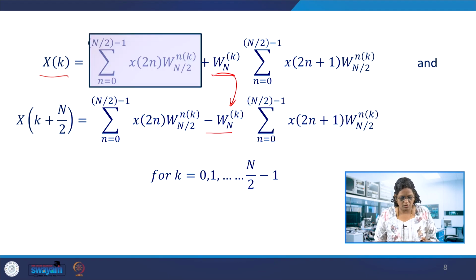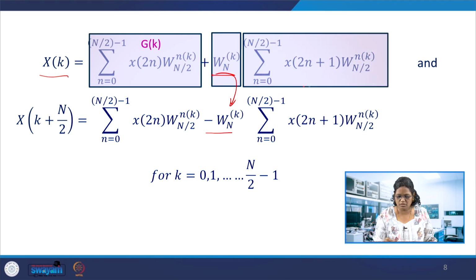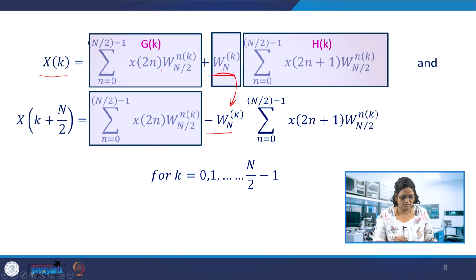From this we can call this particular DFT, suppose, G of k, or some function. This is the N by 2 point DFT, that is 0 to N by 2 minus 1. So it is the half-sample DFT, and there is a twiddle factor we have added, and this is another function, H of k, which is for the odd samples, while this one is for the even samples. So we get x of k and then x of k plus N by 2. Here k is 0 to 3, so from this equation we get x of 0 to x of 3.